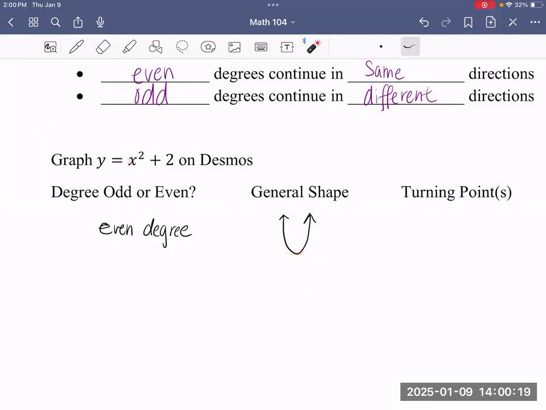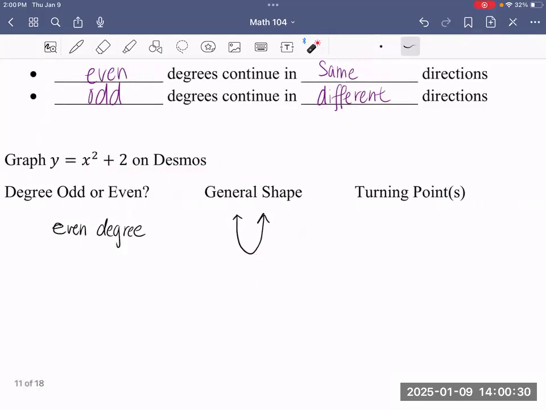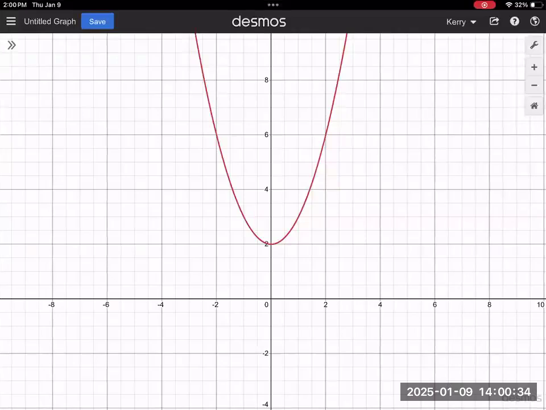And again, we're never expected to just know what it is based on your formula. We're always going to be using Desmos or some sort of graphing calculator for you guys to check that. Now, when it comes to your turning points, how many turning points do you see on your graph? Well, there's only one turning point, right?